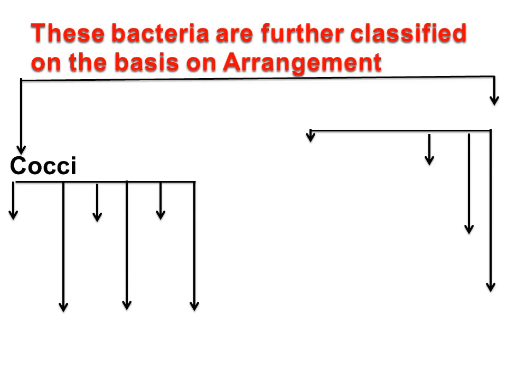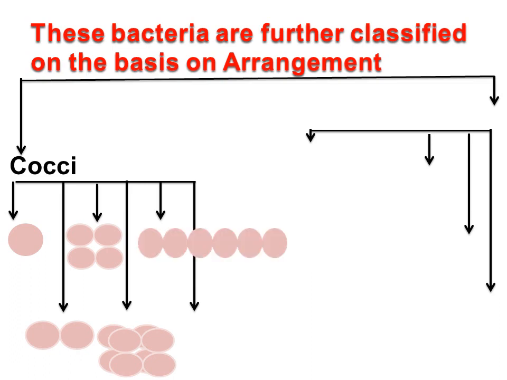That is, cocci are classified further on basis of arrangement as coccus, single-celled, diplococci arranged in pairs, tetrads arranged in group of 4s, sarcina arranged in group of 8s, streptococci arranged in chains, staphylococci arranged in grape-like cluster or in bunches.